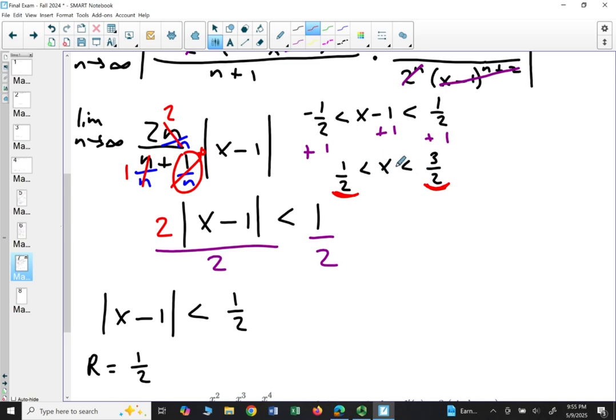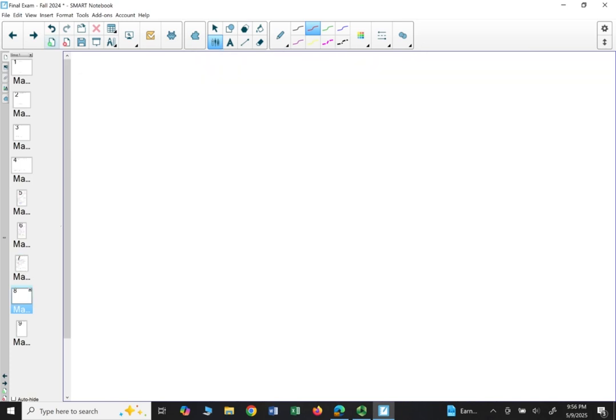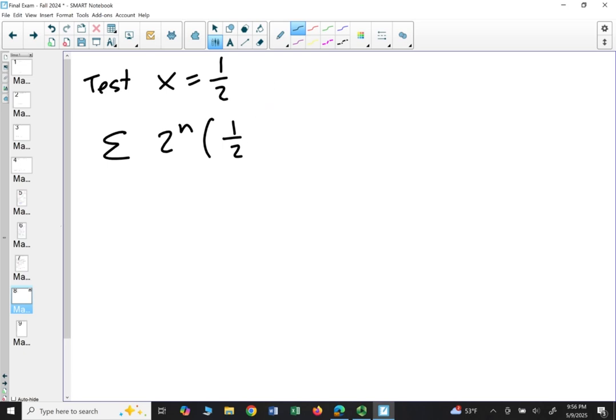Keep in mind your inequality has an x in the middle. These are x values. Okay, so let me go to a new page. So for our first test, we'll do a test of x equal to 1/2. So that means our summation will be 2 to the n, and then we plug in the 1/2 in place of the x, minus 1. This will be to the n plus 2. And this is all over n.